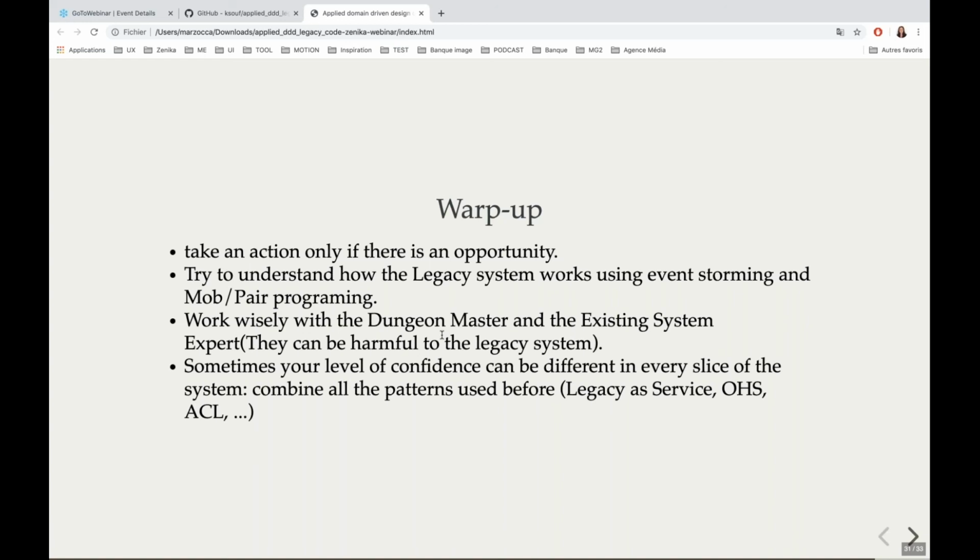Also, something else you need to know is that for the same legacy system, we can have different levels of confidence depending on the slice of business that you know. So in the same legacy system, you can use open host service, anti-corruption layer with use case service, and anti-corruption layer with low level service. You can combine all the patterns that we've been talking about before. It's up to you how you should do it.